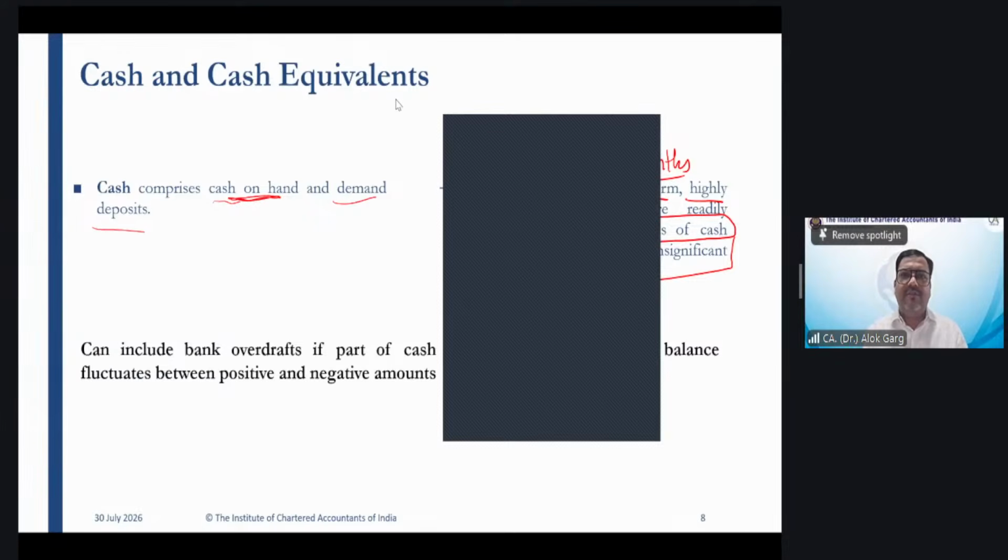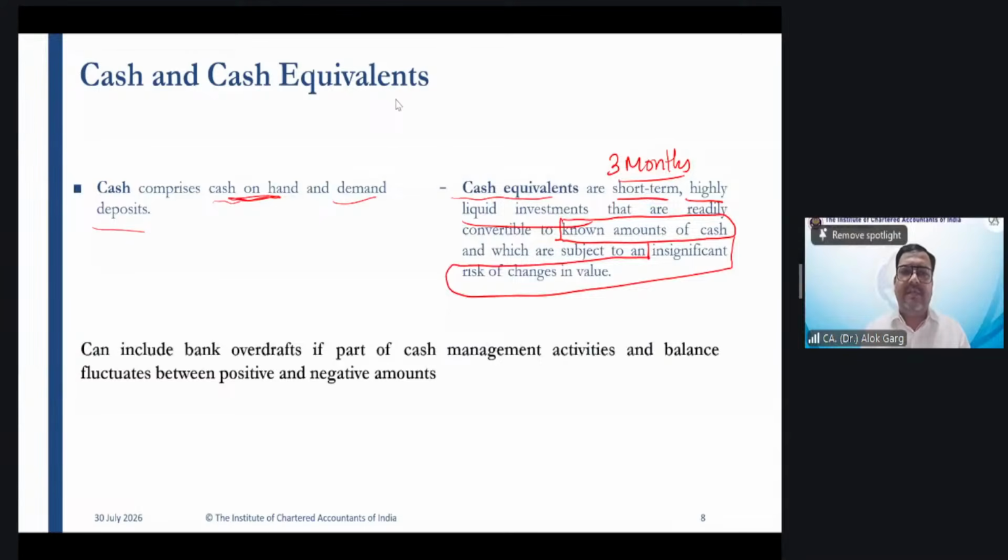There is a black box in front of the PPT. Is that clear now? Sanket ji, is my PPT clearly visible?